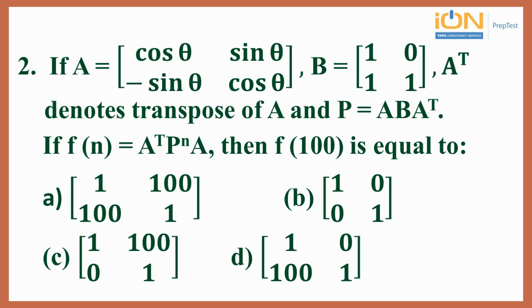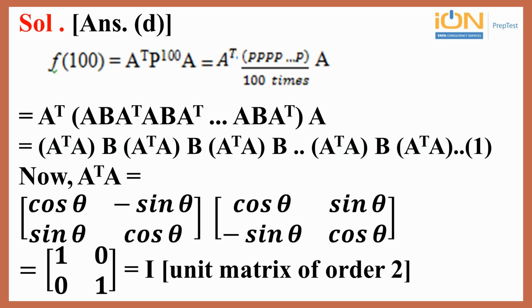Question number 2. If the matrix A is equal to [cos theta, sin theta; minus sin theta, cos theta], and matrix B is equal to [1, 0; 1, 1], A transpose denotes the transpose of A, and P is equal to A B A transpose, and if f of n is equal to A transpose multiplied by P power n into A, then f of 100 is equal to: first option [1, 0; 100, 1], second option [1, 0; 0, 1], third option [1, 0; 100, 1], fourth option [1, 0; 1, 1]. The answer for this is D.